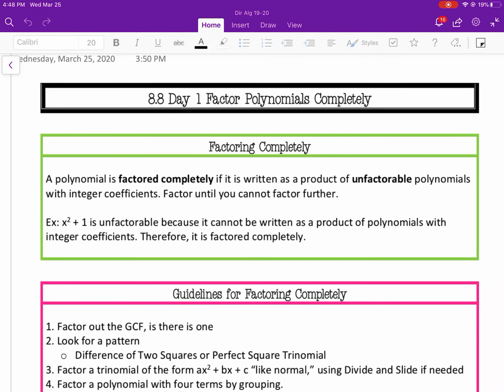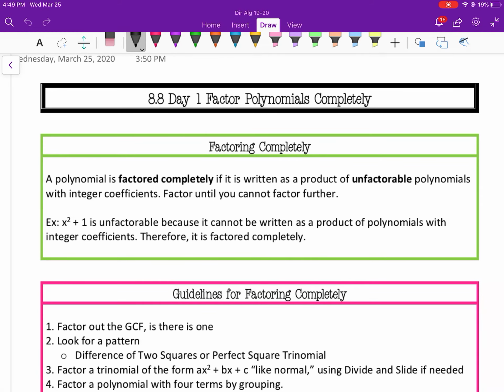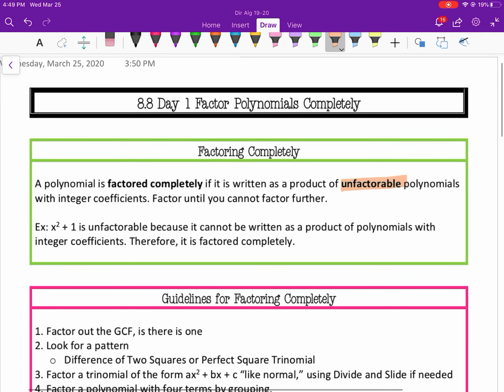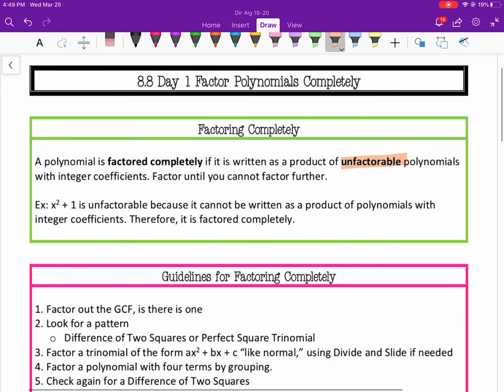Alrighty, ladies. So in the last section of chapter 8, we really bring it all together. So we are going to be following the instructions of factoring completely. So when we factor it completely, it means that we've done all the factoring we can pretty much. So it means that what we're left with is what's called unfactorable polynomials, which just means you can't factor it.